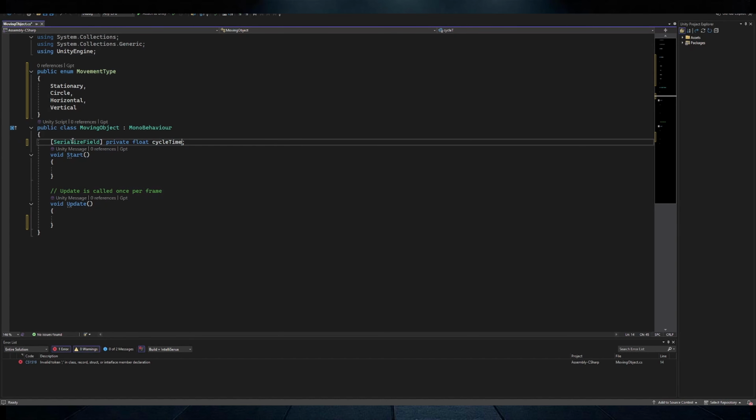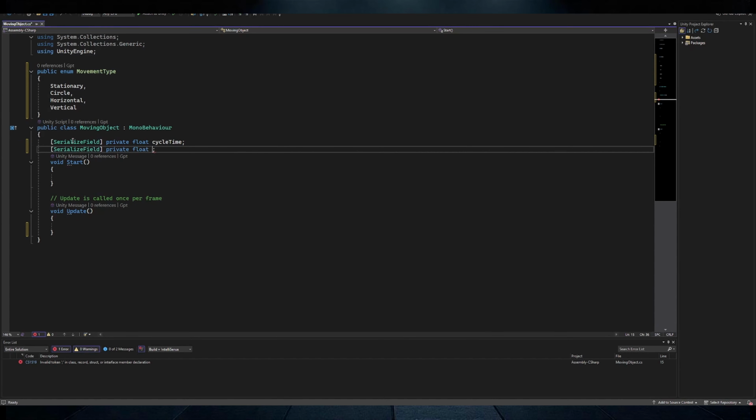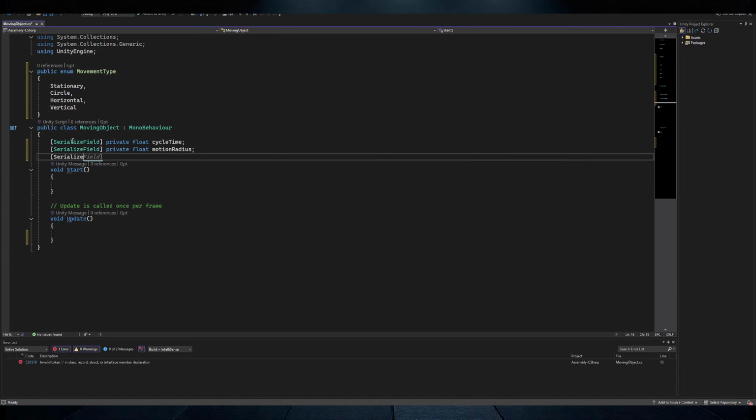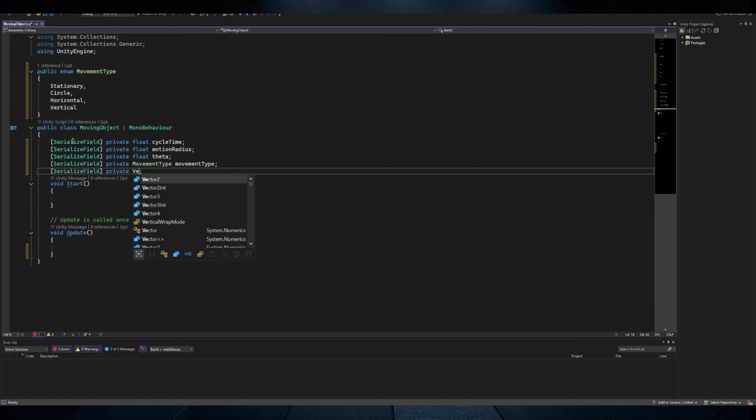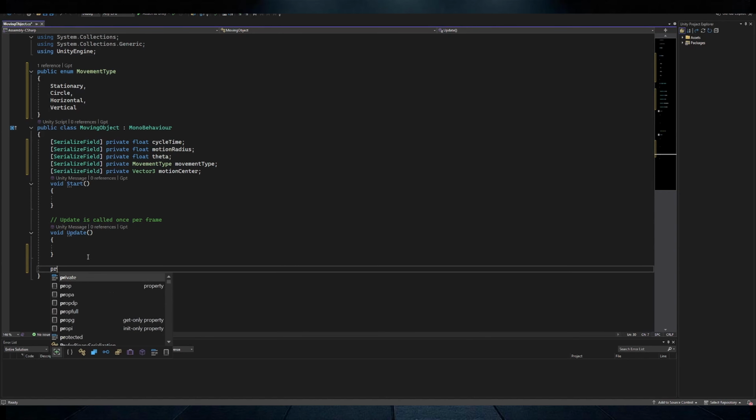Next, we set up our key variables. We'll set up the cycle time, the radius, which sets how wide the motion is, theta, this is our polar angle, which we'll be updating, and the motion center, which is the origin of the movement. We'll just use the object starting point for this video.